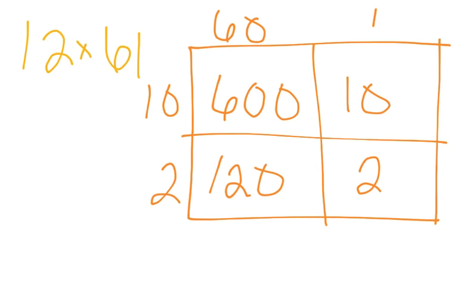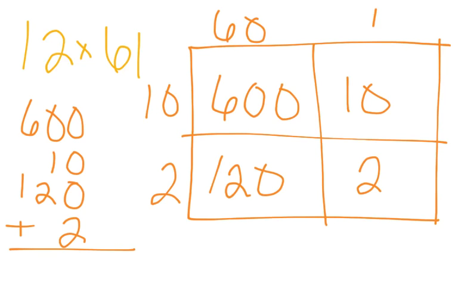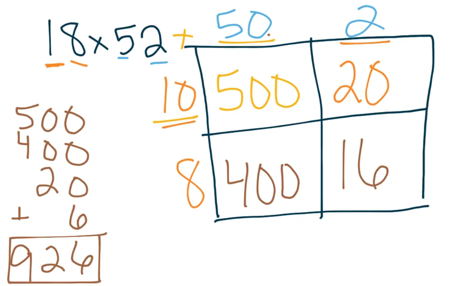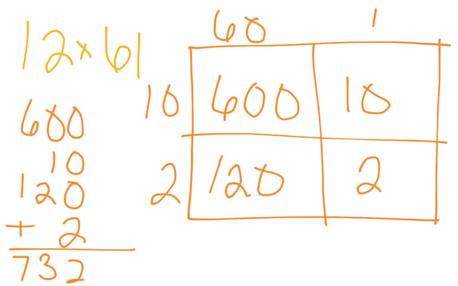And then we're going to add those up. So 2 plus 0 plus 0 plus 0 is going to be 2. 2 plus 1 is 3. And 6 plus 1 is 7. So my answer for this one is going to be 732.